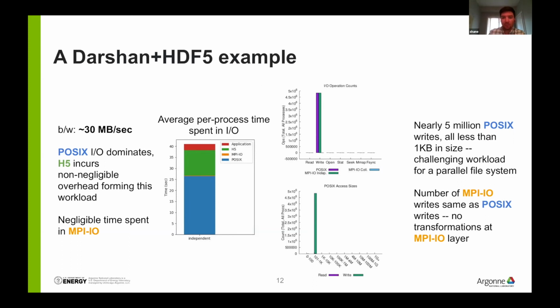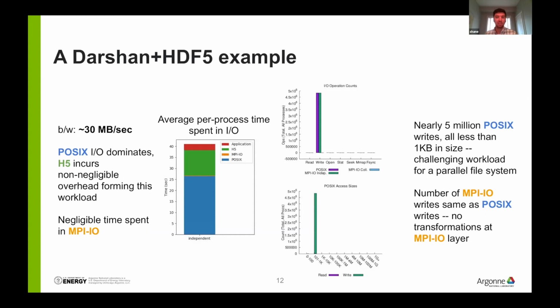Over on the right, I have different graphs pulled from the Darshan job summary tool that help explain this. At the top there are IO operation counts. There are basically 5 million POSIX writes being generated for this particular workload. Underneath that, you can see the POSIX access sizes being used. It's generating 5 million POSIX writes, all less than 1 kilobyte in size.